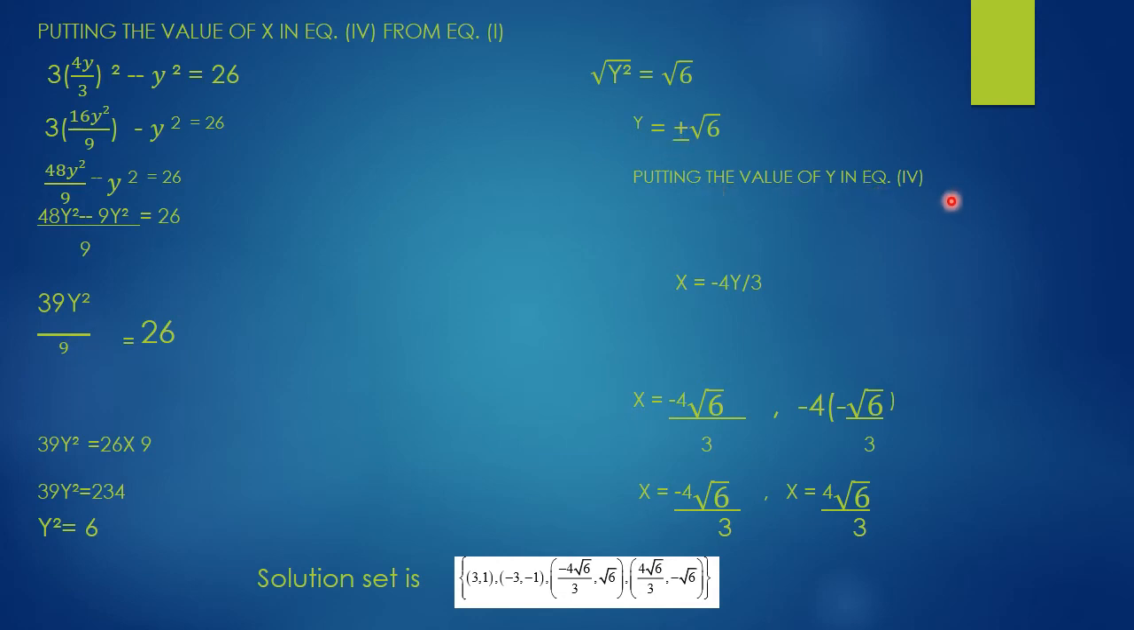Putting the value of y in x is equal to minus 4y by 3, x is equal to minus 4 square root 6 divided by 3, or 4 square root 6 divided by 3. So the solution set is 3, 1; minus 3, minus 1; minus 4 under root 6 divided by 3, under root 6; 4 under root 6 divided by 3, minus under root 6. Question number 10 is similar to question number 11.